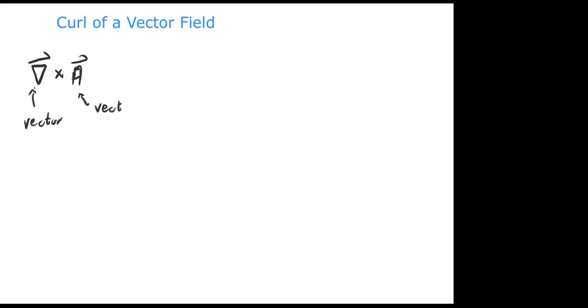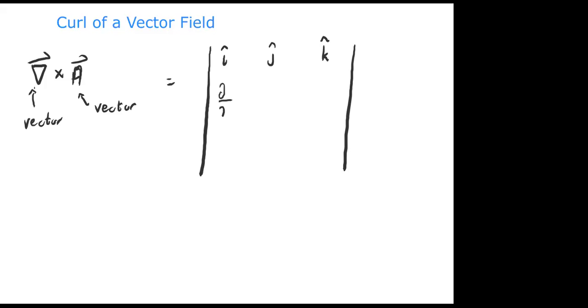The vector A is a vector, and I know how to take the curl of a vector by using this trick. It's not really correct mathematically, but it will work. Let's say I'm taking the curl of my vector field A in Cartesian coordinates. The first row would just be the unit vectors i hat, j hat, k hat. The second row would consist of the elements of the del operator in Cartesian coordinates. They are just, respectively, partial with respect to x, partial with respect to y, partial with respect to z.